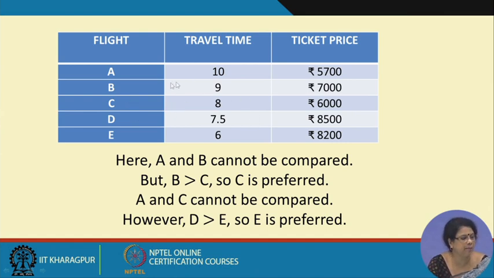But once we come to the comparison of A and C, it cannot be compared again, because the travel time is minimum and the ticket price is minimum; neither A nor C is acceptable to us over the other. That is why we could conclude that B and C can be compared, where C is the best option. Now, let us compare D and E.